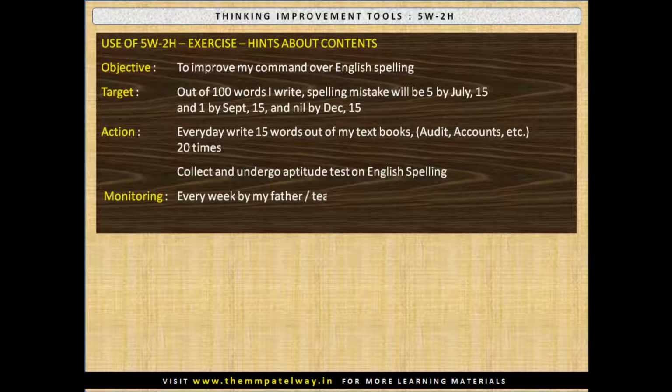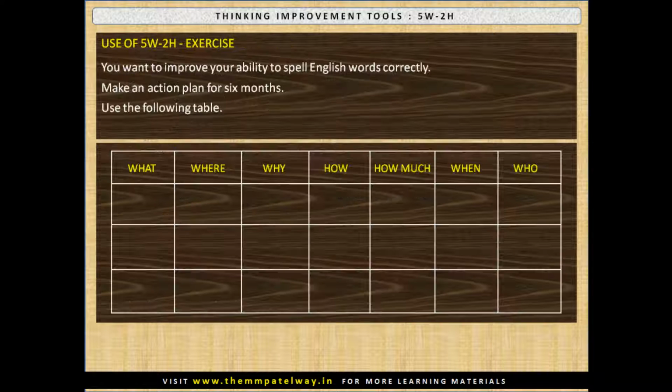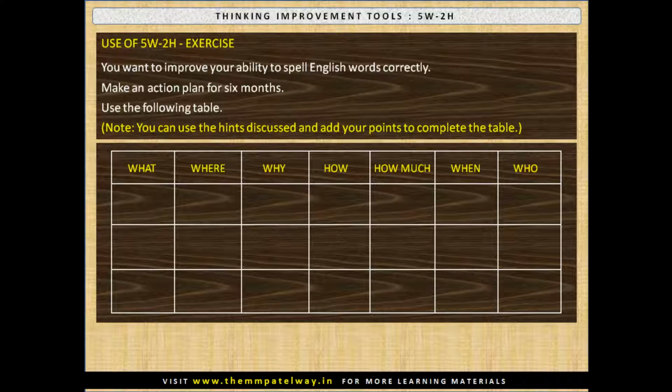Now we come to monitoring. Every week I'll take help of my father or teacher for monitoring. However, I will also go for self-monitoring on daily basis. Now you can use whatever we have discussed to complete the tabular form.